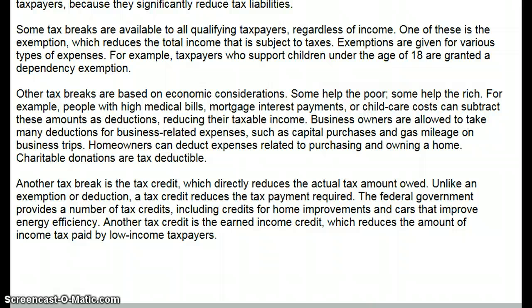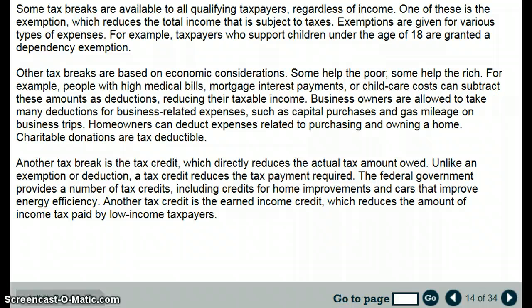Another tax break is the tax credit, which directly reduces the actual tax amount owed. Unlike an exemption or deduction, a tax credit reduces the tax payment required. The federal government provides a number of tax credits, including credits for home improvements and cars that improve energy efficiency. Another tax credit is the earned income credit, which reduces the amount of income tax paid by low-income taxpayers.